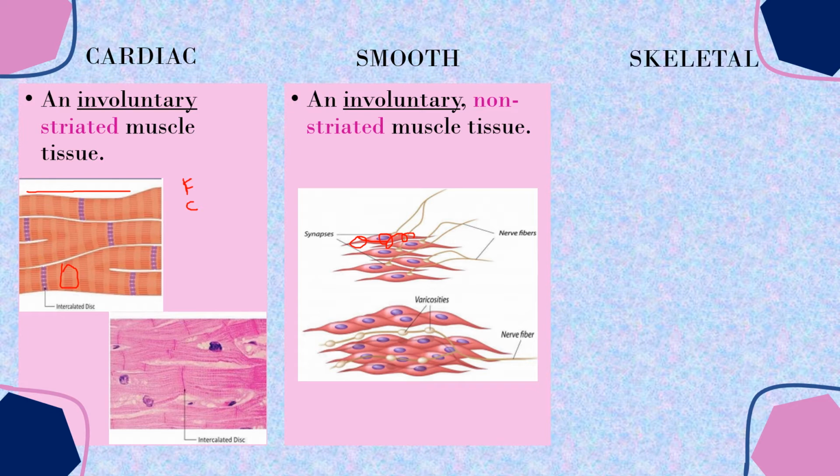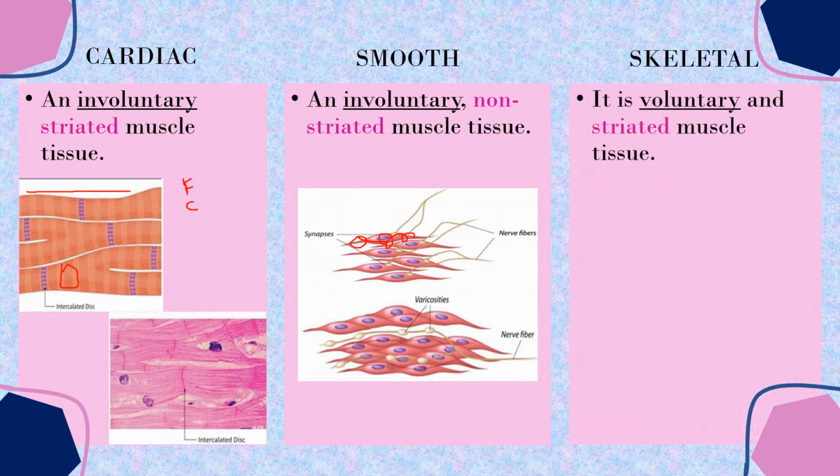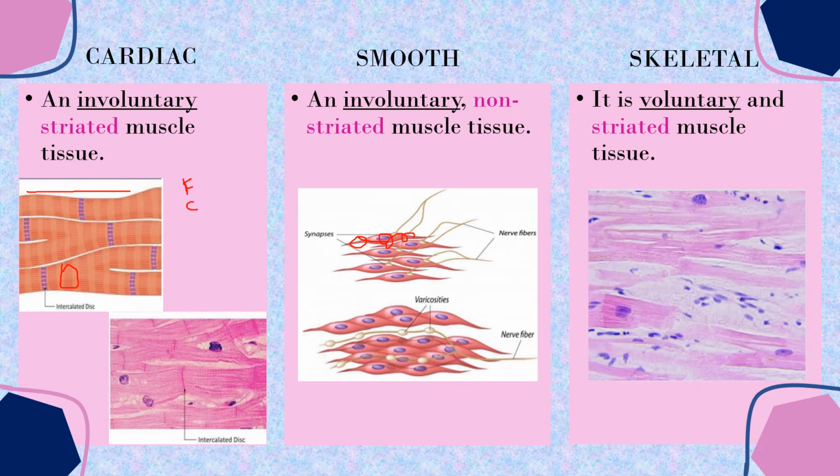And skeletal muscle is a voluntary and striated muscle tissue. It is voluntary because we can make it work by our conscious thinking, and it has striations. As you notice here, it has striations. As I mentioned before, it functions in movement, posture, and powers our breathing.